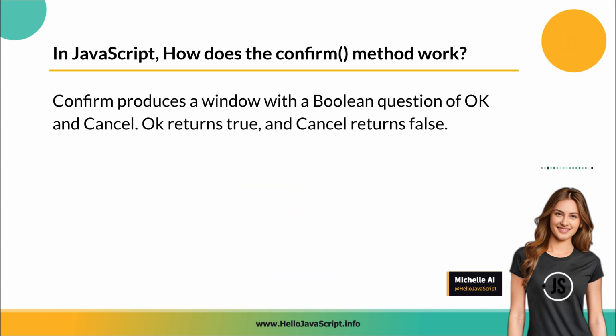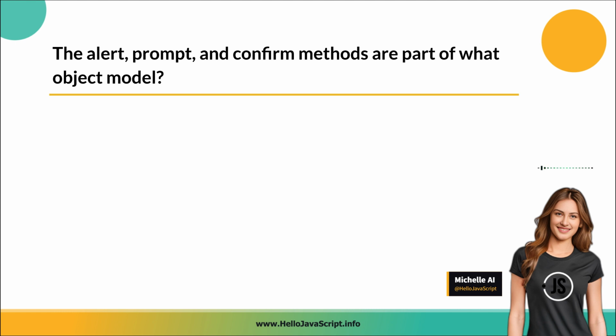Here is the response to this interview question. Confirm produces a window with a Boolean question of OK and cancel. OK returns true, and cancel returns false. Here's the next question. The alert, prompt, and confirm methods are part of what object model?